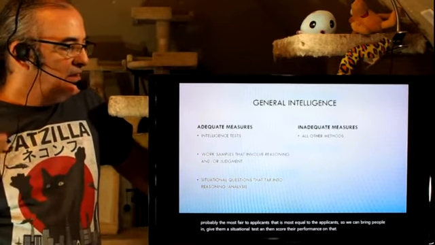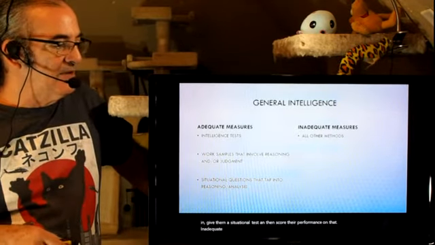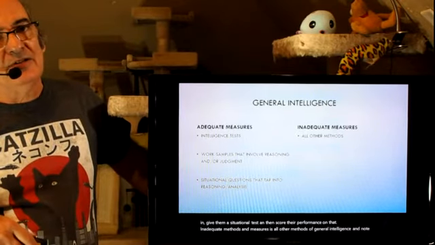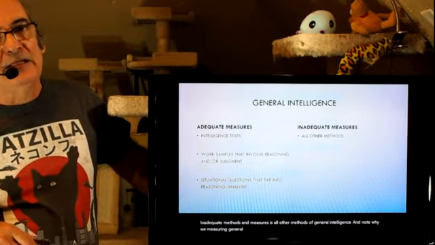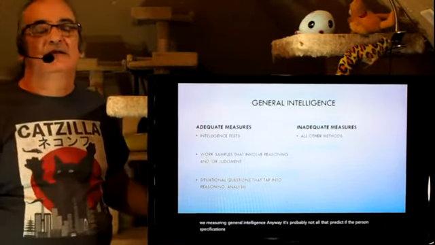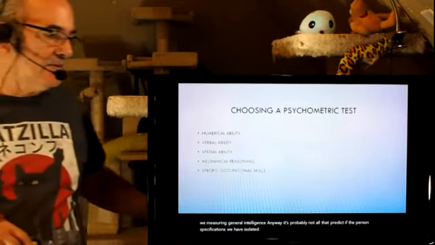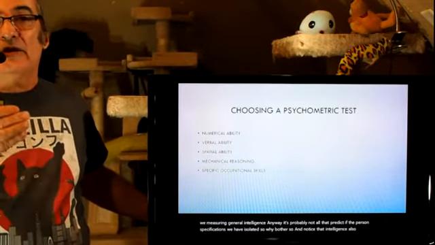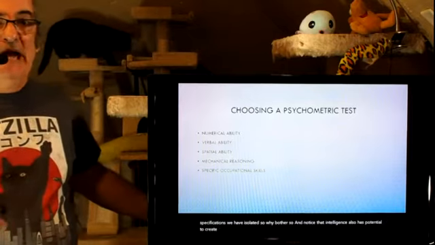Inadequate measures is all of the methods of general intelligence. And why are we measuring general intelligence anyway? It's probably not all that predictive of the person's specifications we have isolated. So why bother? And notice that intelligence also has potential to create a tremendous amount of adverse impact.